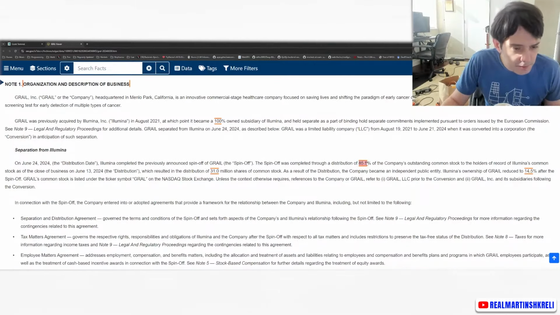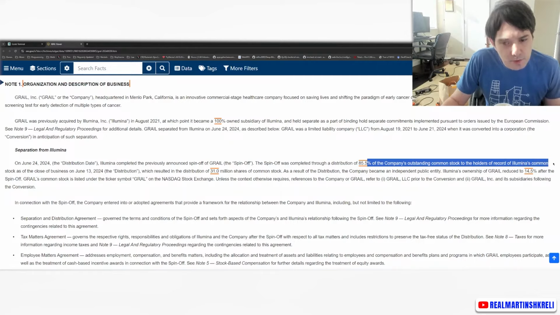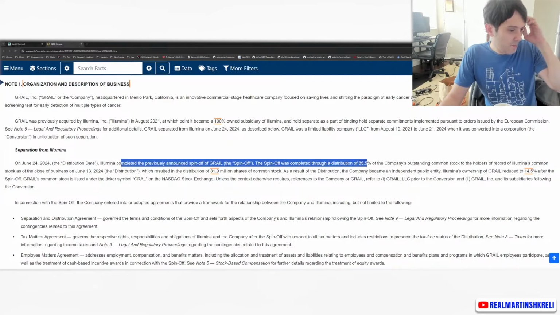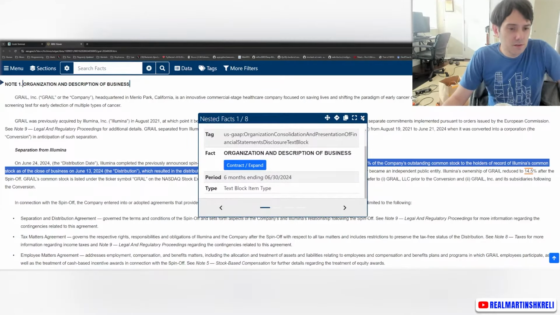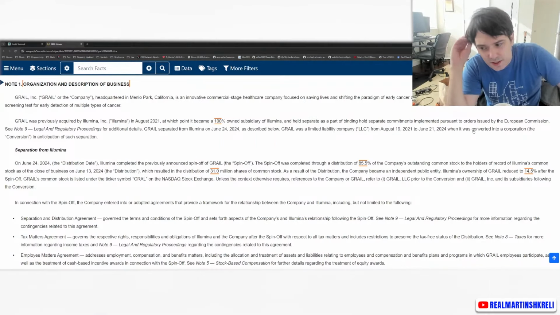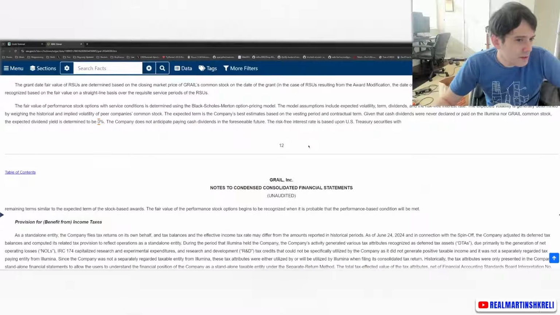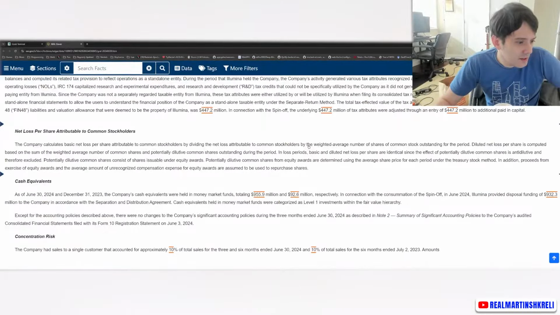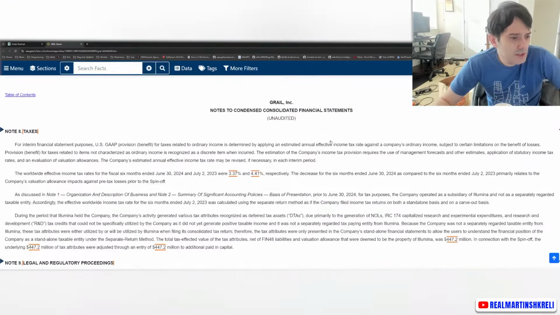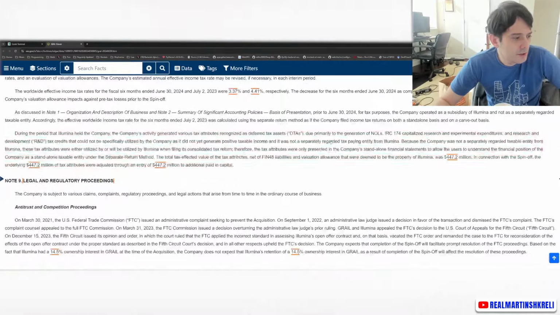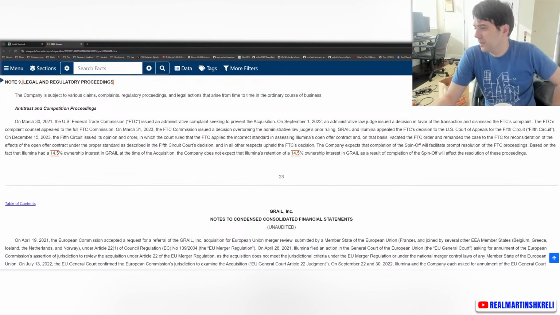Spinoff is completed through a distribution of 85.5% of the company's outstanding stock to the holders of record of Illumina, which resulted in the distribution of 31 million. So they kept 14 and a half. I'm still so confused because I would think that shares outstanding number is right, but it would be impossible, I would think. This is strange because it really looks like there are 31 million shares outstanding. We're looking at GRAL. Let me put that up on the screen here.